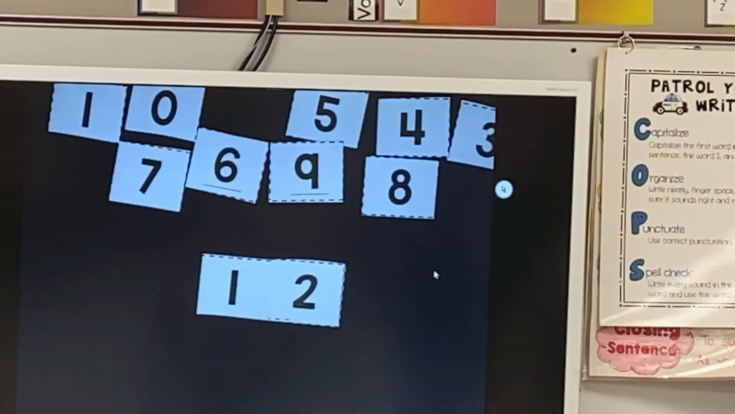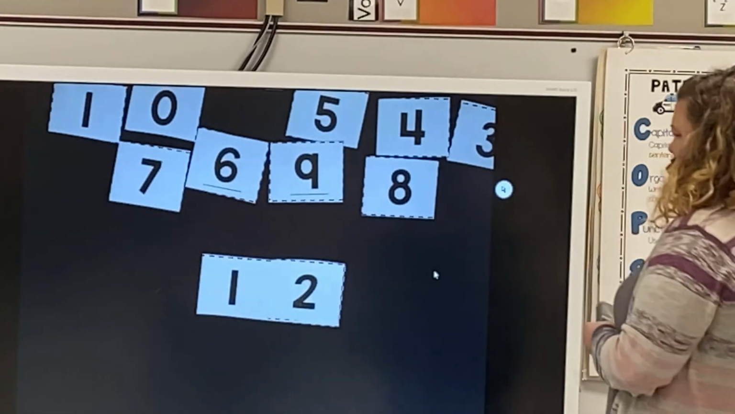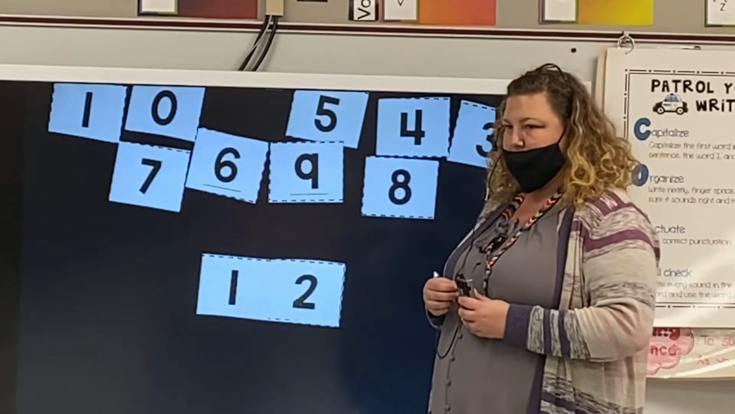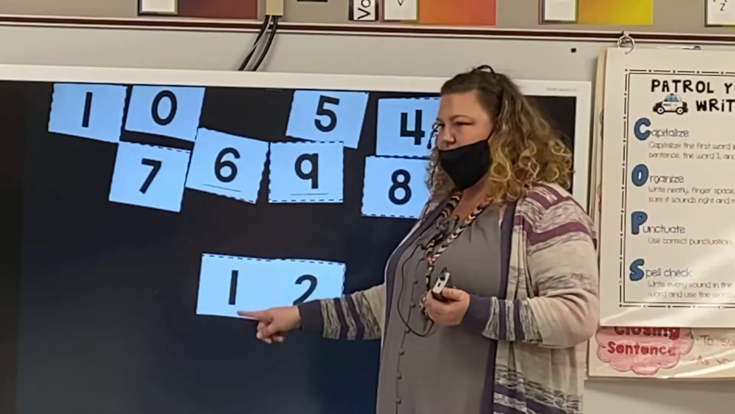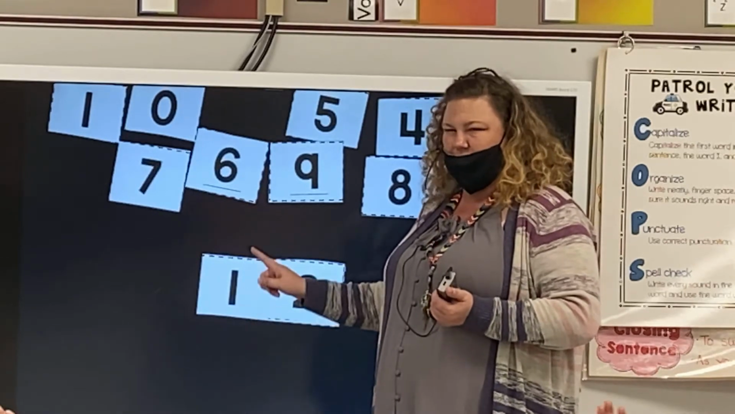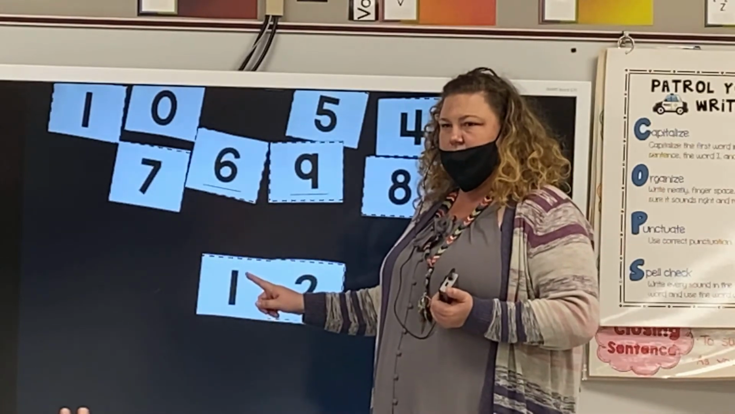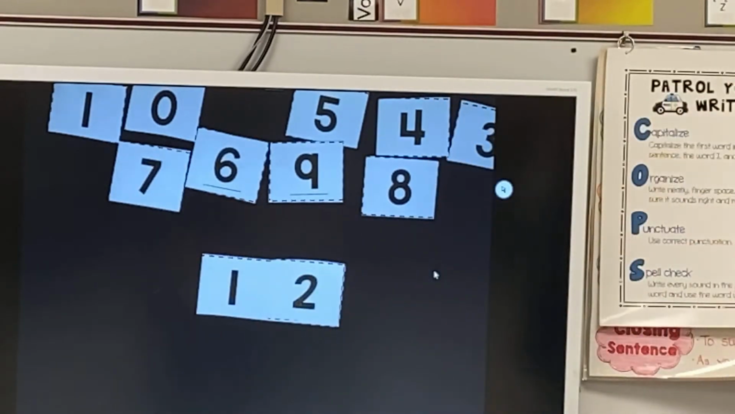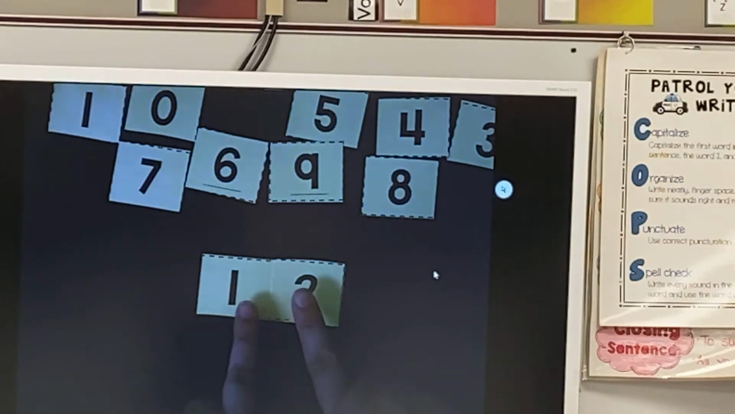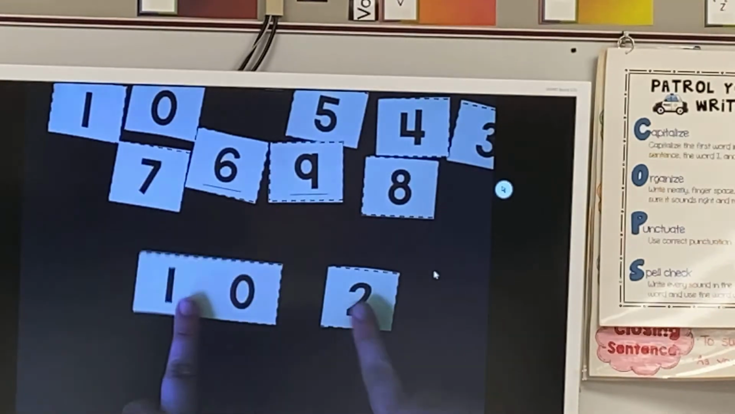Does it matter the order they're in, though? Yes, it does matter the order they're in. Because this means that I have what? Raise your hand if you know what the 1 means. Lucy, what does this 1 mean? It's 10. It means I have 10. So I can uncover that right there, and it helps me see that a little bit better.